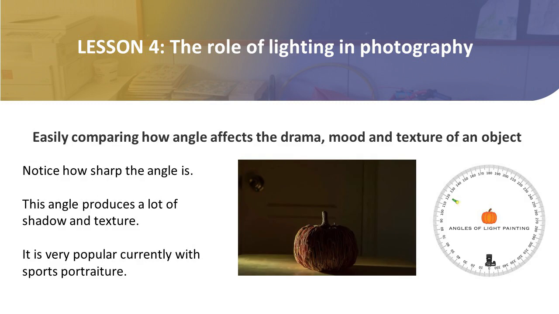How do we compare the way an angle affects the drama, the mood, and the texture of an object? Observe this photo and the angles of light painting. Notice how sharp the angle is. This angle produces a lot of shadow and texture, and it is very, very popular currently with sports portraiture.